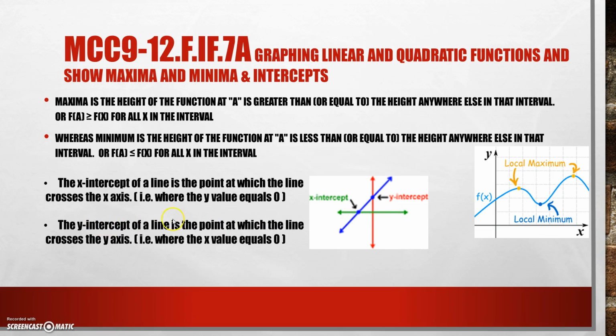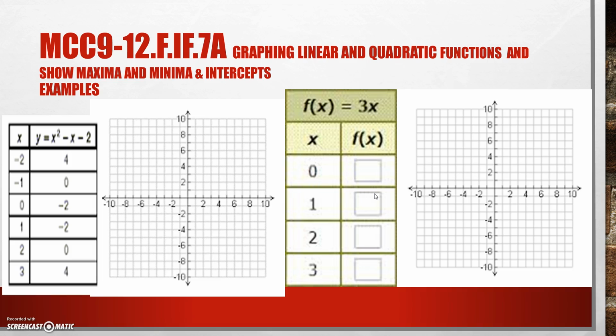Now the y-intercept of a line is the point at which the line crosses the y-axis. So here's the line, it's going to cross the y-axis, and it says right here where the x value equals 0. So the x value will equal 0. So let's do some graphing.